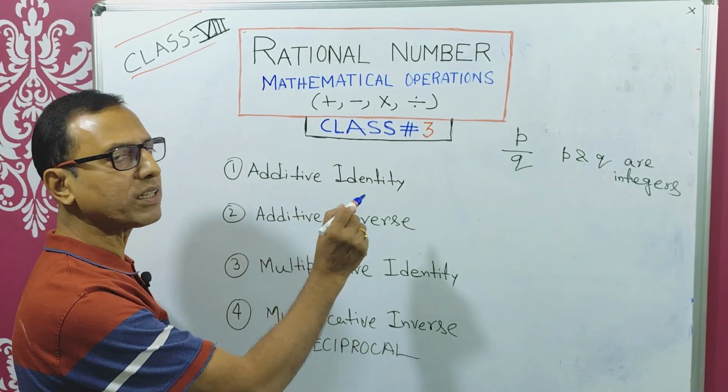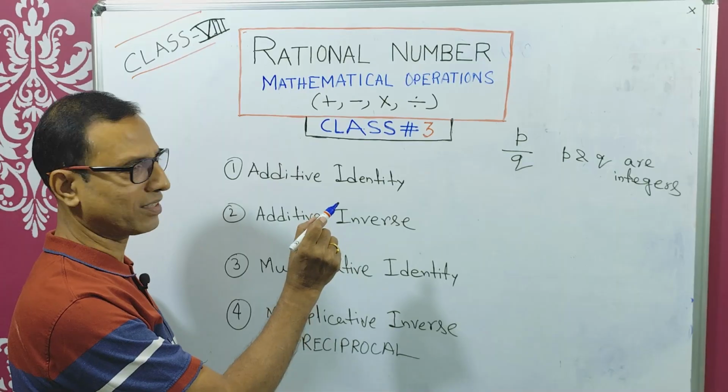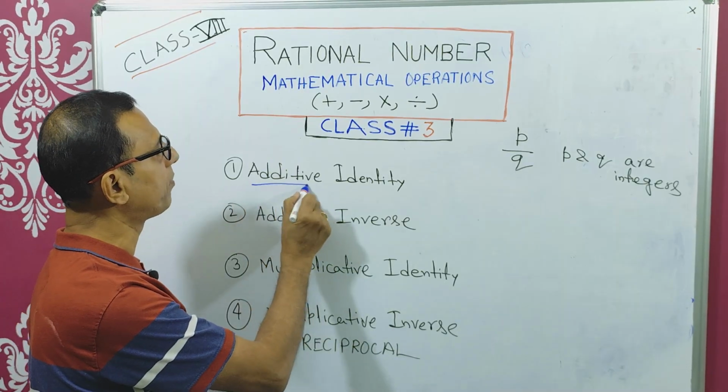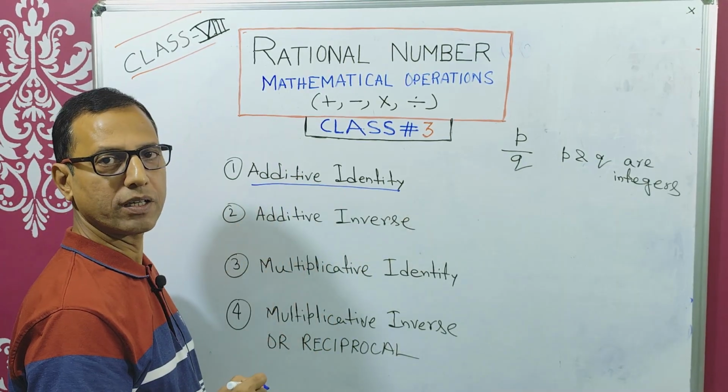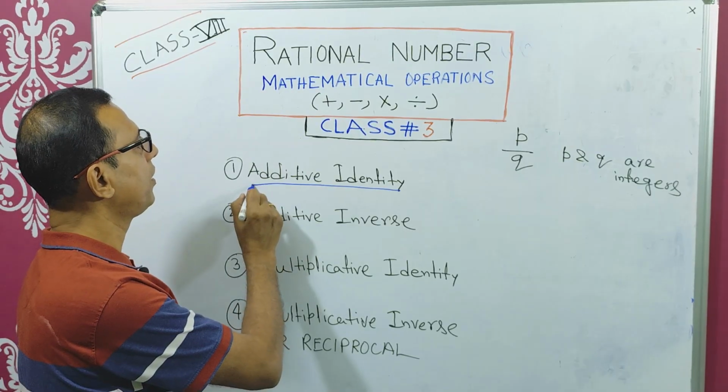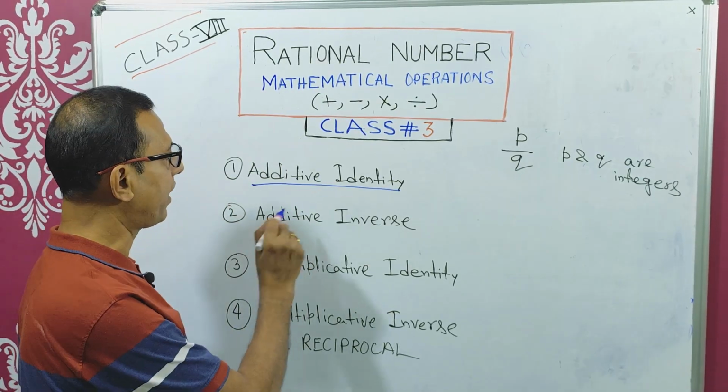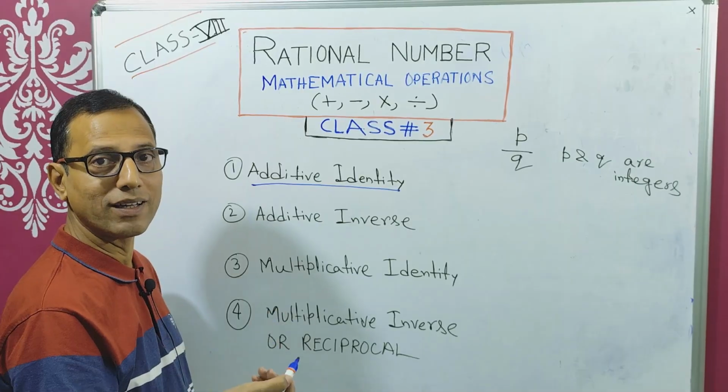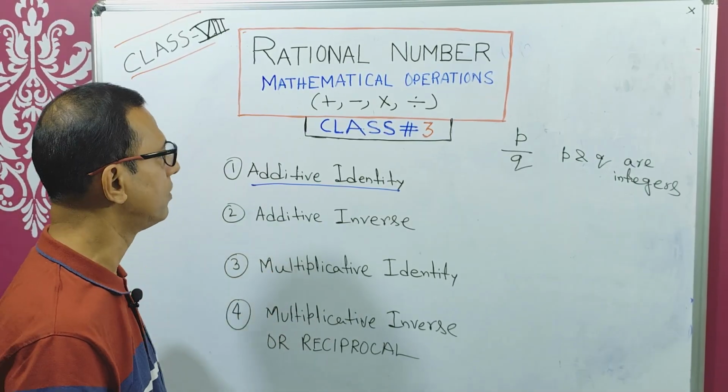If I give the example, then it is very easy to understand. These are the terms you need to remember, because in the exam or in the classroom, these terms will be used. Additive identity, additive inverse. If you don't understand, then you cannot recognize what it is, right?